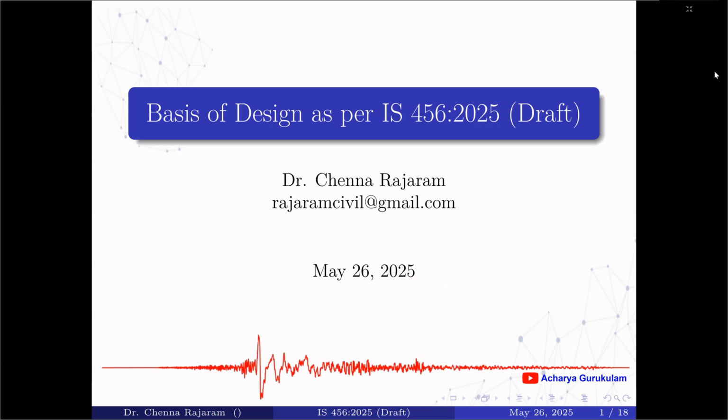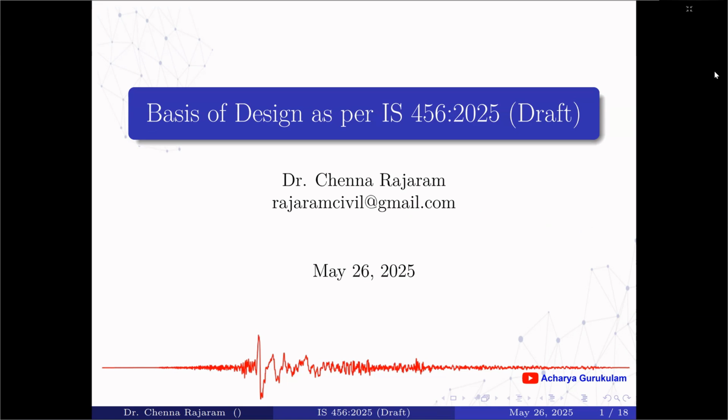Today's topic is basis of design as per IS 456 2025 draft code. Substantial revision has taken place from IS 456 2000 to the 2025 draft code. It took nearly 25 years to revise the code. Earlier, the code design philosophy was based on limit state of collapse and limit state of serviceability. Now, in this video, I'm going to explain the design philosophy of 6 criteria.